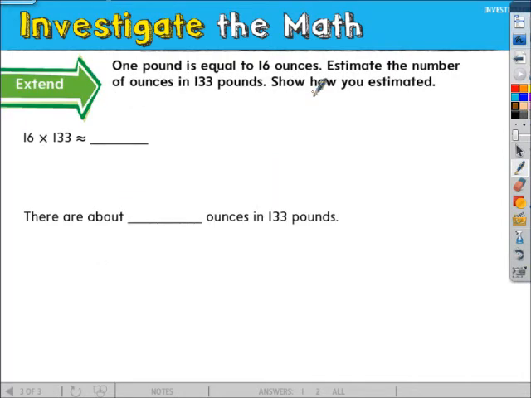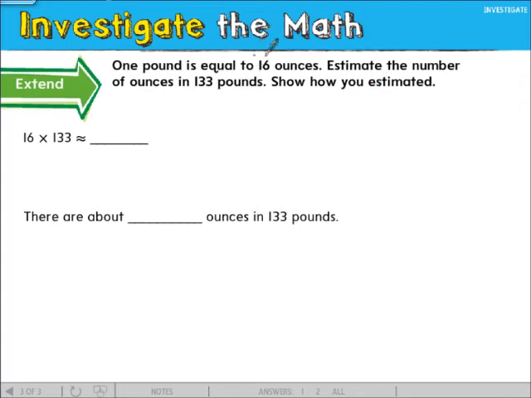Now, 1 pound is equal to 16 ounces. Estimate the number of ounces in 133 pounds. Show how you estimate it. Okay, if we're going to estimate this, did it tell us to use compatible numbers? No. So, I have 16 and I have 133. So, what place value would I round it to? If it didn't say use compatible numbers, which place value would I say round both numbers to? The nearest tens, right? Because 16 doesn't have anything.